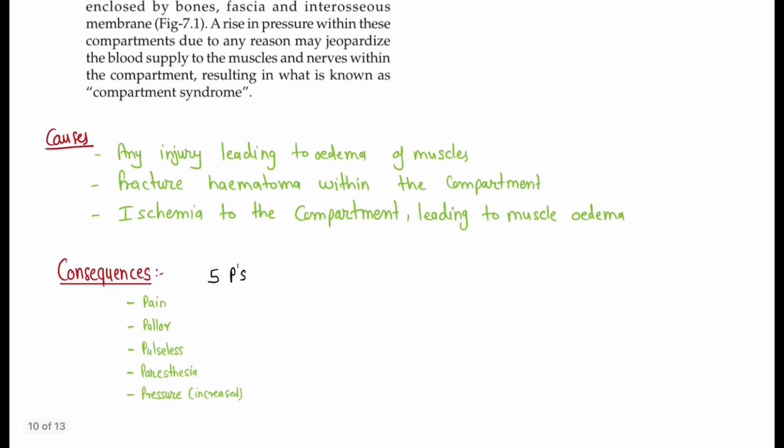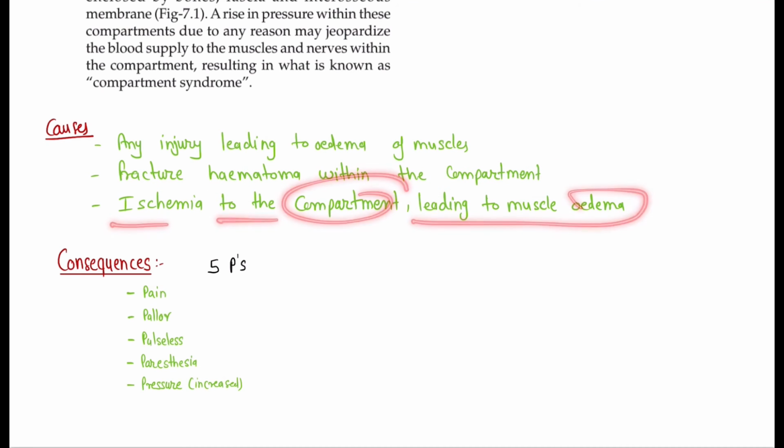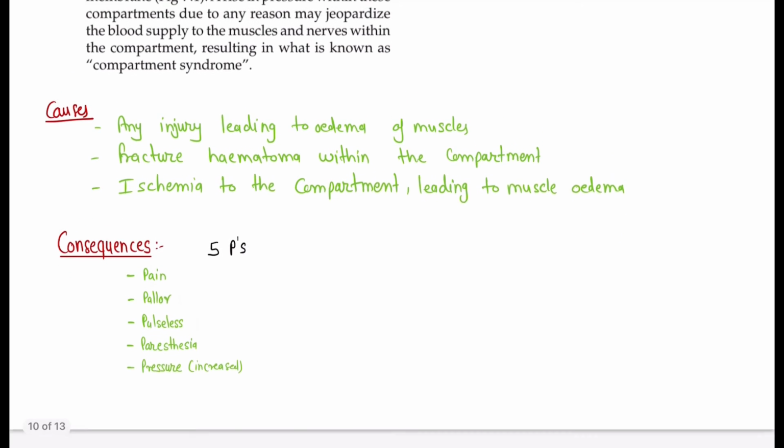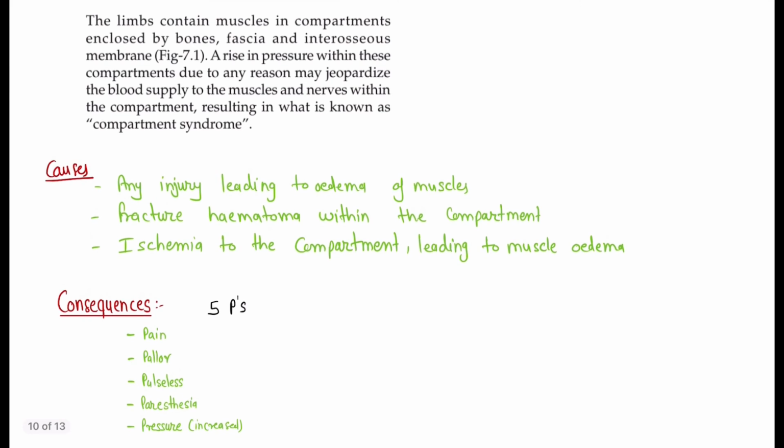What are the causes? Any injury leading to edema of muscles, then fracture, hematoma within the compartment, then ischemia to the compartment leading to muscle edema. These are the causes of compartment syndrome. Then what will be the consequences? For that we have five P's: pain, pallor, pulselessness, paresthesia, and pressure that is increased. These are the consequences.